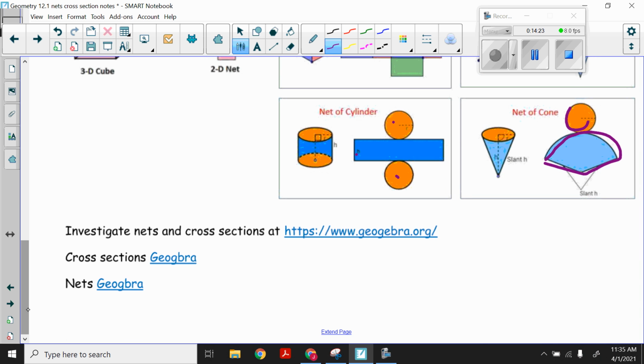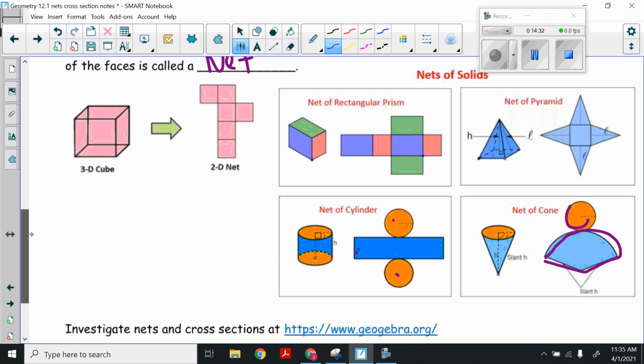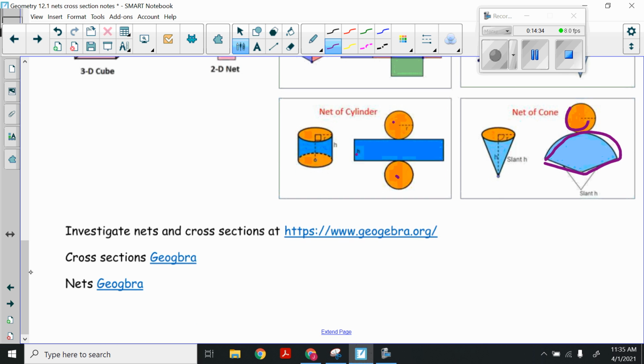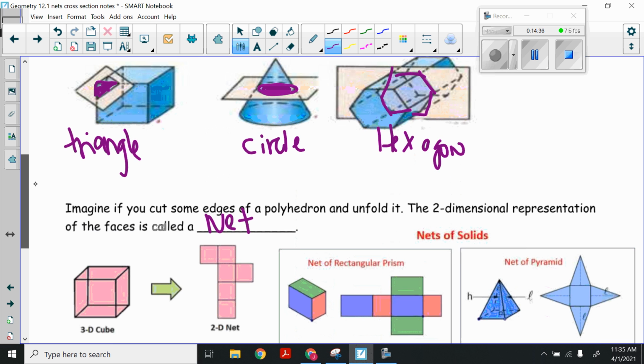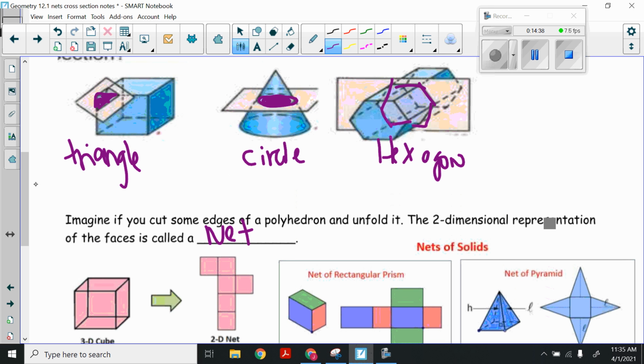In class, we're going to go to this website, GeoGebra, and I'm going to put that up on the smartboard, and we're going to investigate some more of these cross sections and the nets, but you are more than welcome to go there on your own and investigate those, where you can manipulate it on the computer and see that for yourself. So this takes care of our very first day, getting to know solids, cross sections, and nets.